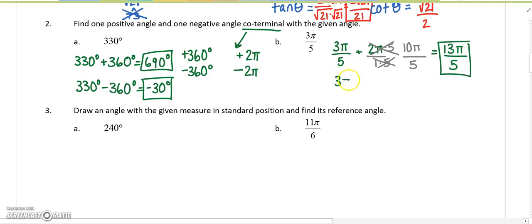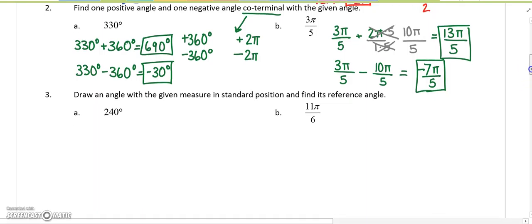And do the same thing to get my negative. I'm going to subtract 2 pi, which is actually 10 pi divided by 5. And that'll get me negative 7 pi over 5. So there's my negative coterminal angle. Alright, so coterminal, that means go around the circle again, pretty much.